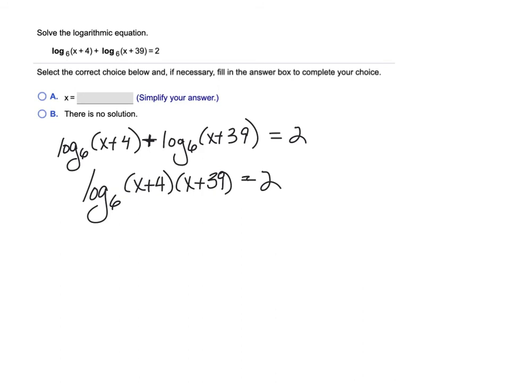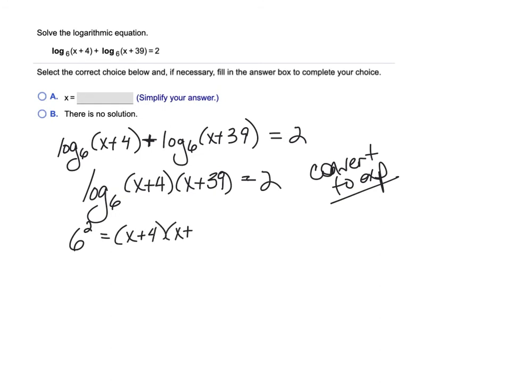Now we solve it like we normally have. We've got to get rid of the log, so we have to convert to exponential. All right, so that would be 6 to the 2 equals all of this. Looks like some big numbers, so let's think about this. We have to FOIL it out. We have x squared... let's see what 4 times 39 is, that is, let's see, 36, 12, 156.